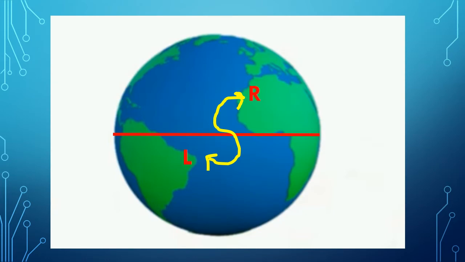Now children, due to the rotation of the earth, the winds get deflected. To remember which direction it gets deflected, remember to make an S over the equator. In the northern hemisphere it gets deflected towards the right, and in the southern hemisphere it gets deflected towards the left. So draw an S and you'll never forget. Right in the northern hemisphere, left in the southern hemisphere.